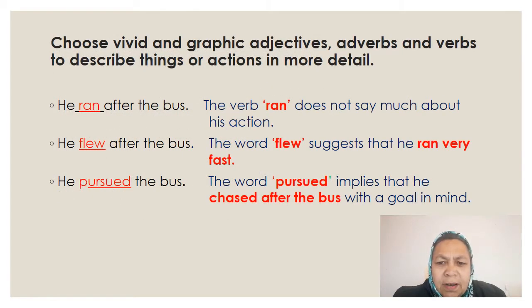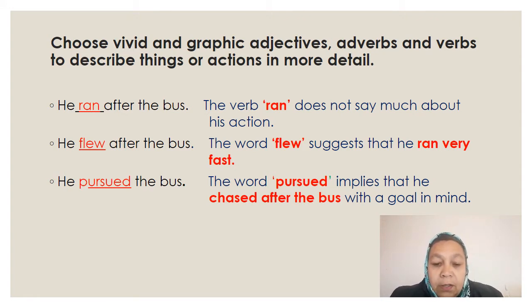How do we describe objects, places, people vividly? One way in which you can do this is to choose vivid and graphic adjectives, adverbs, and verbs to describe things or actions in more detail. Let's take the sentence, he ran after the bus. The verb ran does not say much about the manner in which he ran, possibly giving us a reason why he ran.